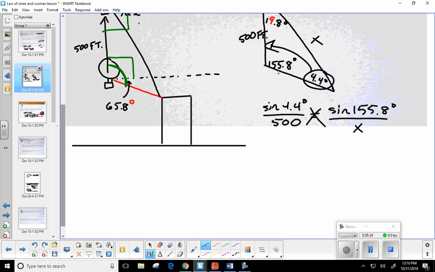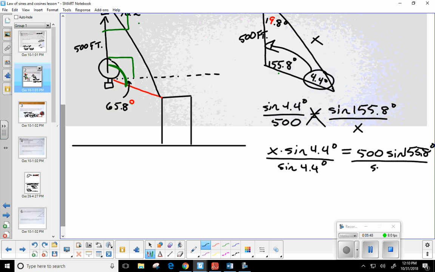So I'm going to multiply across, so this will give me x times the sine of 4.4 degrees equals, on the other side, 500 times the sine of 155.8. And then how do I get x by itself? Divide. The opposite of multiplication. So I'm going to divide by sine 4.4 degrees. And just like you divide through by a coefficient, just a numerical value, you can do the same thing with a trig function. They're going to cancel out. So this expression should tell me how far away from the building the man is now. Okay, so let's see what that is.